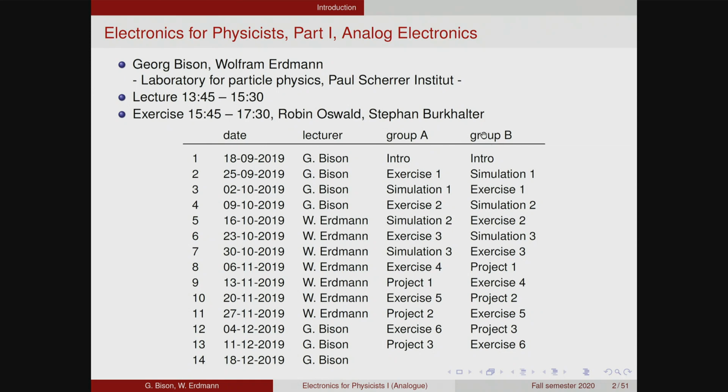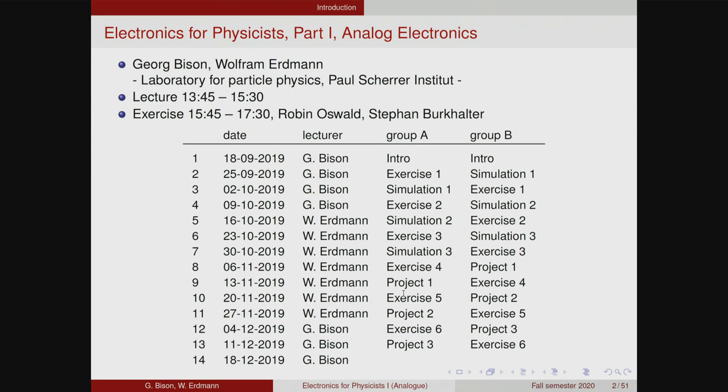The exercises will be in 2 groups. Today we will do an introduction and do the distribution of the groups. And then we will always have a practical exercise and a simulation exercise. So half the group will do practical work and the other half will do simulation. Until about the mid of the semester, we will keep this schedule up. And the content is exactly the same. No matter if you are in group A or B, you just get it at a different week.